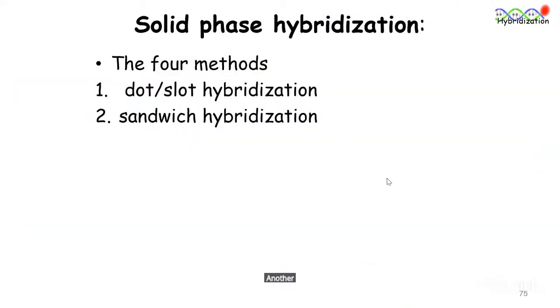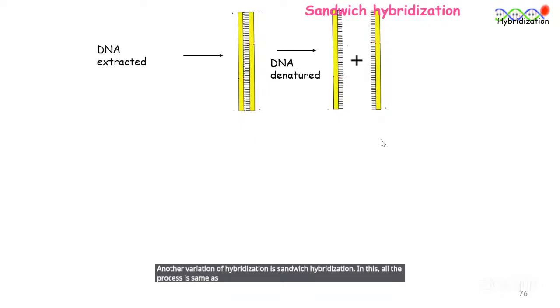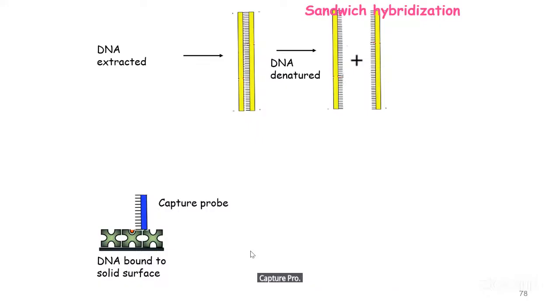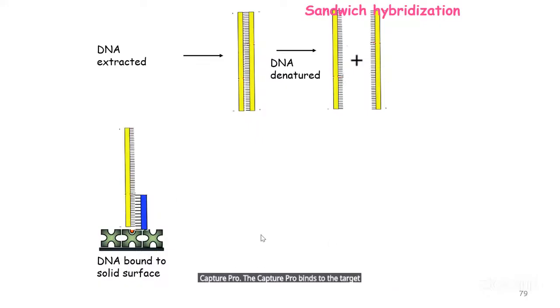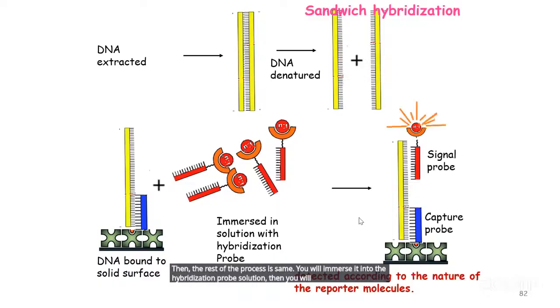Another variation of hybridization is sandwich hybridization. In this, the whole process is the same as dot slot hybridization, but the solid surface is already bound with a capture probe. The capture probe binds to the target DNA from the sample. Then the rest of the process is the same. You will immerse it into the hybridization probe solution. Then you will look for the hybridization.